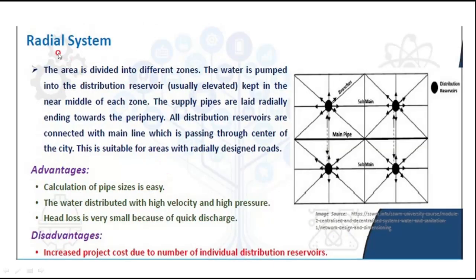Next system is a radial system. Radial system, you can see here, this is the mains. Mains means large diameter pipe. From the treatment plant, through mains water is coming, and that water goes from one point, one pipe goes to the center, and there it will radially distribute. Okay, here again it goes there and radially distributes. Here goes and radially distributes.